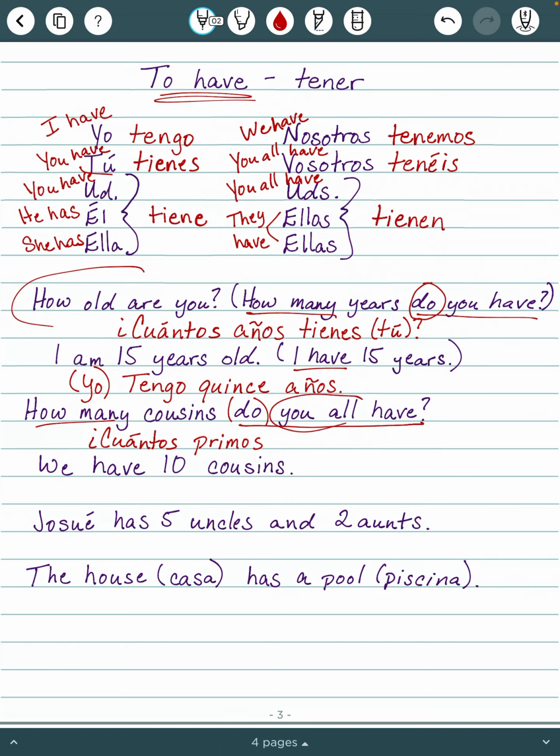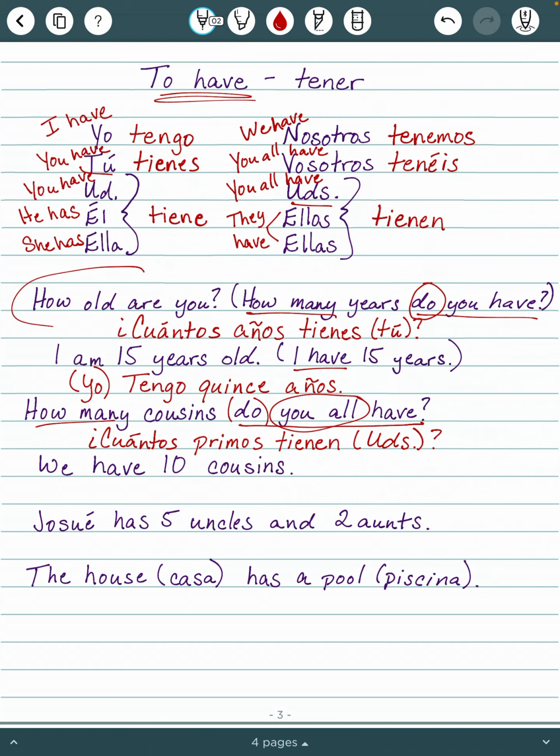So we're talking about you all, and I'll go with ustedes for you all on this one. So ustedes goes with tienen. ¿Cuántos primos tienen? And then if I want to include my subject, because it's a question, I will usually put that on the end, ustedes.